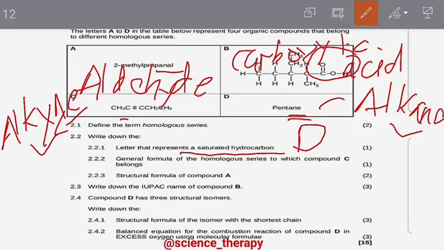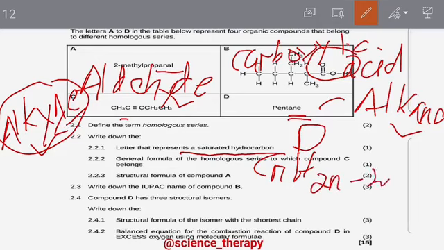Then 2.2.2 says write down the general formula of the homologous series to which compound C belongs. Now that's compound C, but in order to determine the general formula, we'd have to know the homologous series in which it belongs. Now there is no need for us to stress about that again because we already wrote that when analyzing the question. So it's an alkyne. Now it's just a matter of us writing the general formula of the alkyne. You will remember the general formula from our notes for alkynes was CnH2n minus 2.